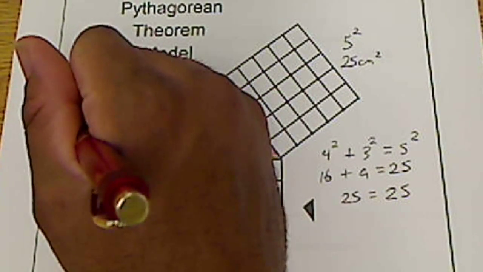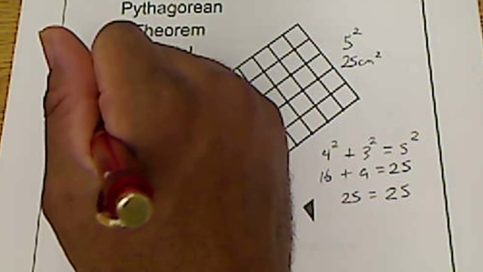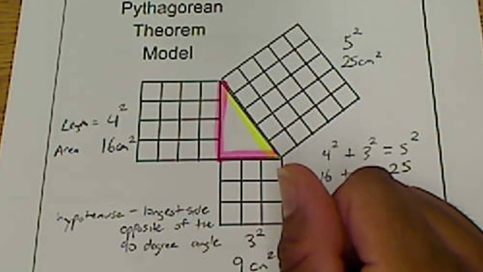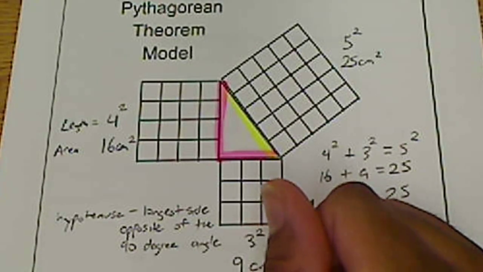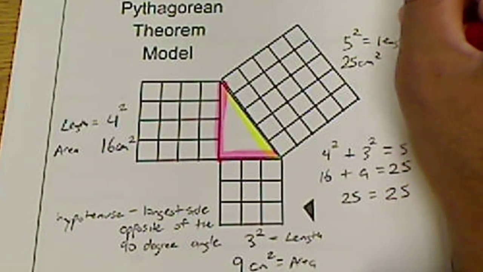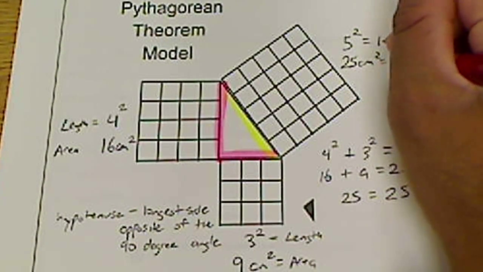So once again, this is the length right here, 4, and this would be the area. This right here is the length. This is the area. This is the length. This is the area.